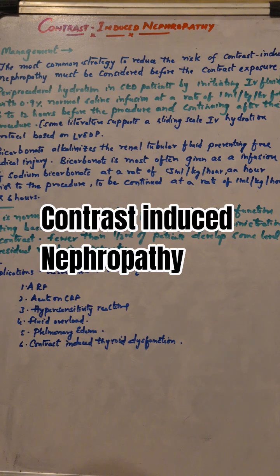So, before we give contrast to a patient, we should take a consent. We should ask the history, whether they have diabetes, whether they have hypertension, whether they have heart problems, whether they have chronic kidney injury. We have to tell them.